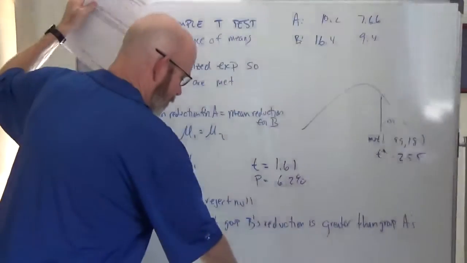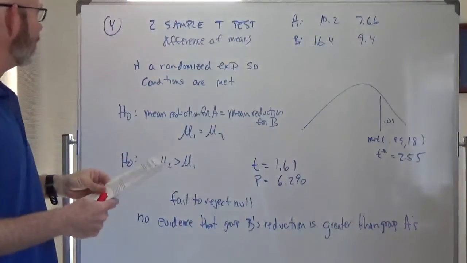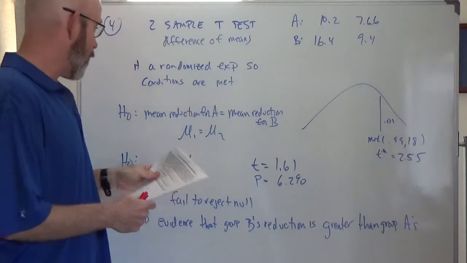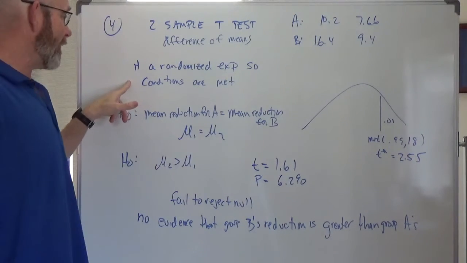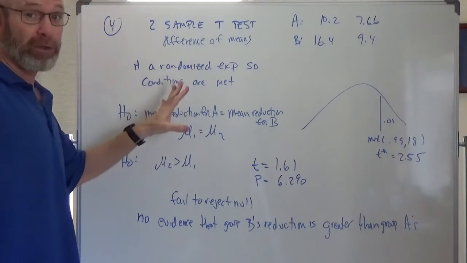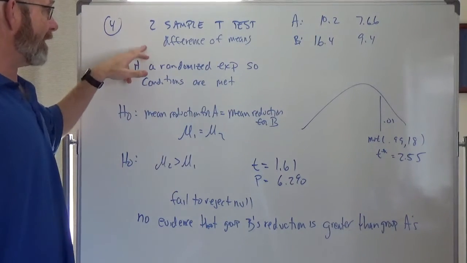Problem number 4. Just a straightforward 2-sample t-test. We got a little experiment. So when you're doing an experiment, your conditions are met by the experiment. You can just say it's a good randomized experiment. But make sure you use those words. It's a 2-sample t-test or difference of means.